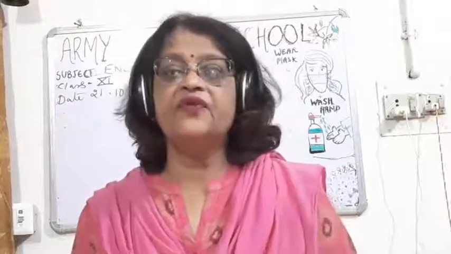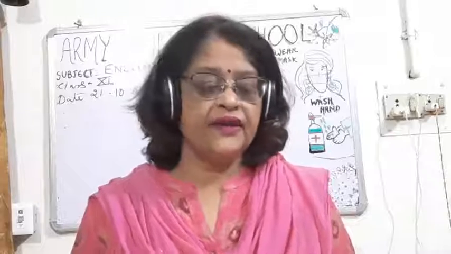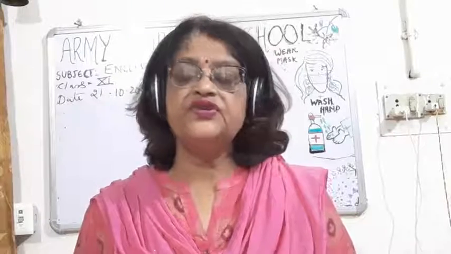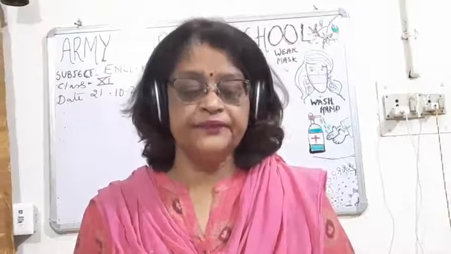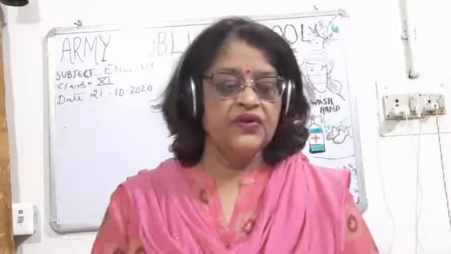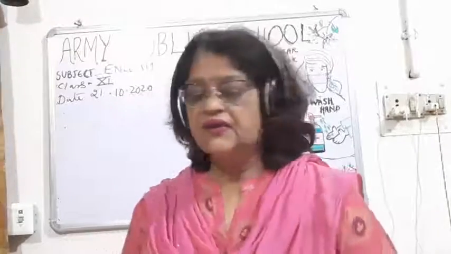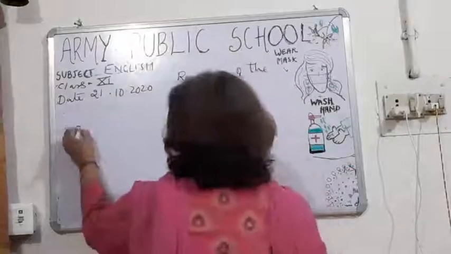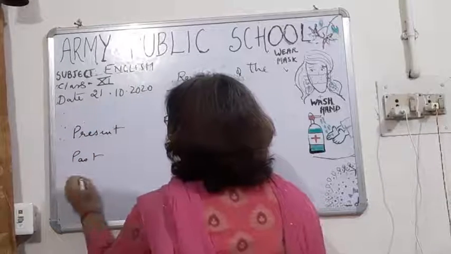What is tense? The form of verb which shows the time of an action and its degree of completeness is tense. So what is a tense? The form of verb which shows the time of an action and its degree of completeness is tense. We mention the time of action in the following ways: present, past, and future.